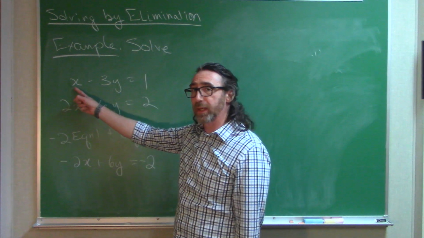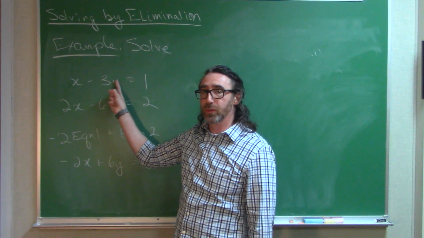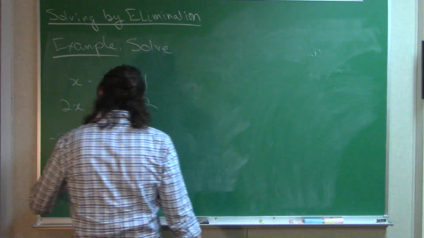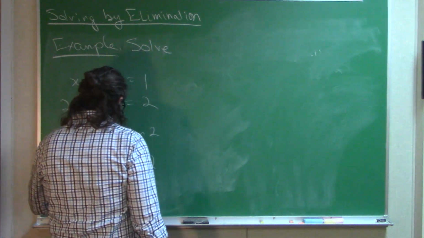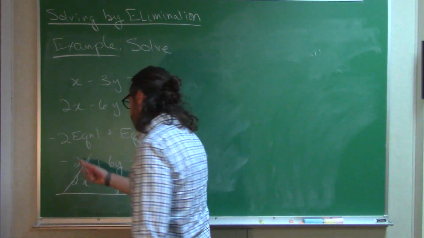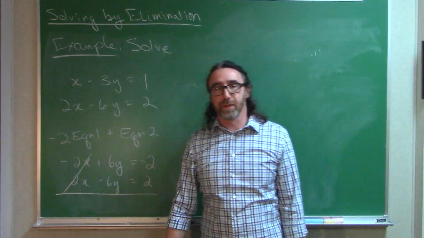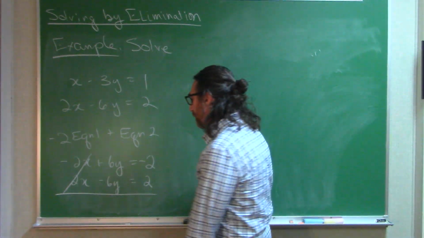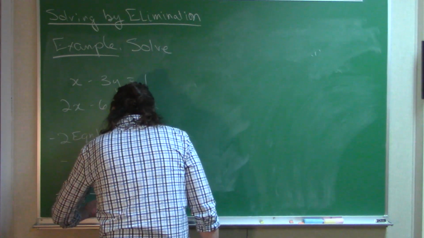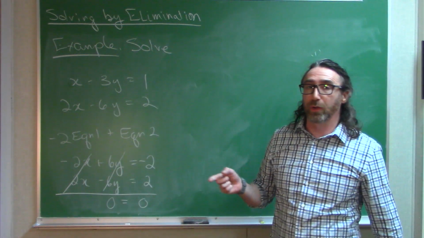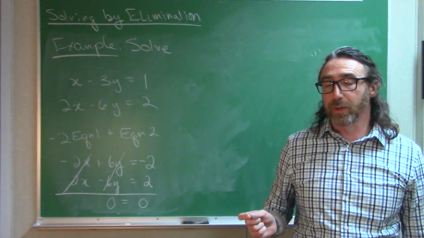All right, hit that with a negative 2, hit this with a negative 2. Don't forget that every term with a negative 2. 2x minus 6y equals 2. Okay, so we have set up the scenario where the x's are going to cancel out. Once again, it happens that the y's cancel out as well. So the left-hand side we get 0. The right-hand side we also get 0.